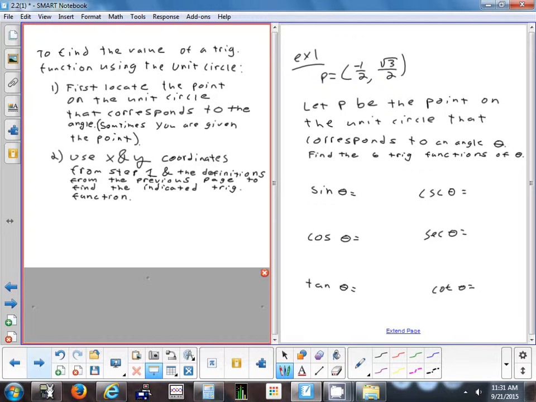So I'll walk you through the first one, and then after that I'll call on some people to help you. Okay, step 1, locate the point on the unit circle. Sometimes you are given the point. In this problem, they are giving you the point. This is not the coordinate for 0, 90, 180, or 270. If it was, it would have 1s and 0s in it. It would look like one of these.